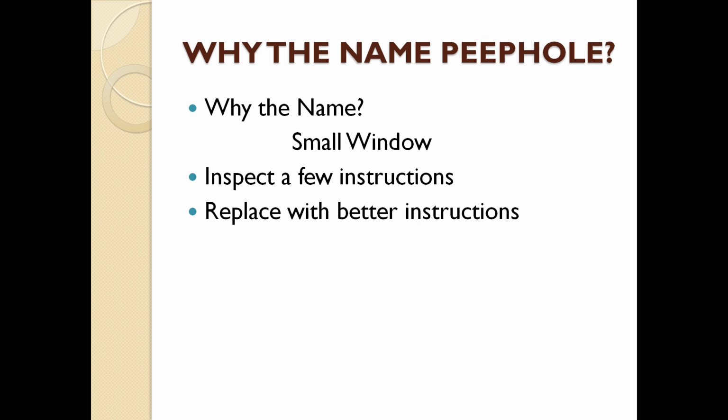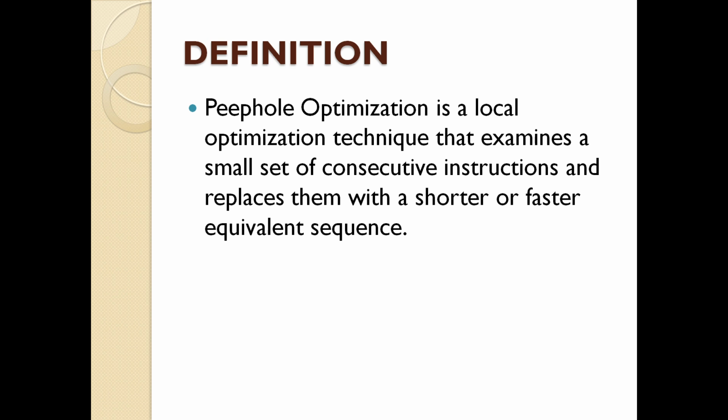The word peephole comes from a small hole through which we can see only a tiny portion of a room. Similarly, the compiler does not inspect the entire program at once. Instead, it looks at a small group of consecutive instructions. This small viewing window is called a peephole. The compiler slides this window through the program and checks whether a better sequence of instructions can replace the current sequence. Let us now see the formal definition.